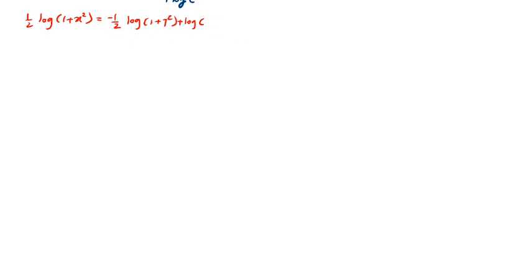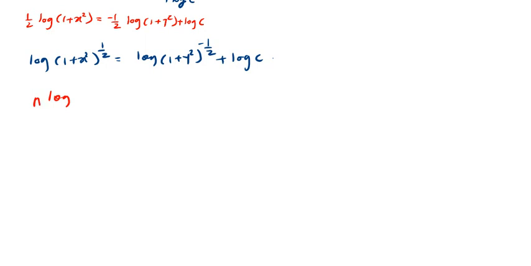We need to just simplify this. I can write this as log of 1 plus x square raised to half is equal to log of 1 plus y square raised to minus half plus log of c. Which formula have I used here? The property of logarithm: a into log of b is log of b to the power a. This is a and this is b, so this will be log of b to the power a.